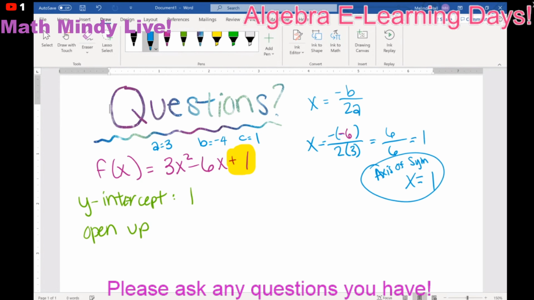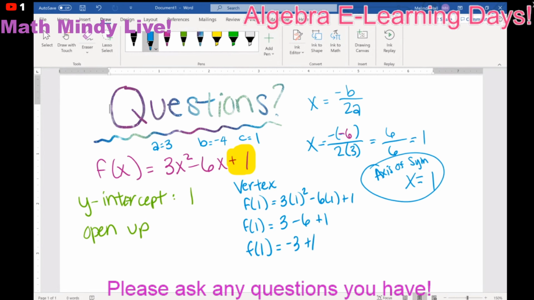To find our vertex, we just plug that in, so we would have f of 1. Remember function notation: that's just like y, and the number inside is just telling you what we're plugging in. That would be 3 times 1 squared minus 6 times 1 plus 1. Simplifying, 1 squared is 1, times 3 is 3. Negative 6 times 1 is negative 6. Then you add the 1 in. 3 minus 6 is negative 3, and adding the 1 gives you negative 2. So your vertex would be at (1, negative 2).